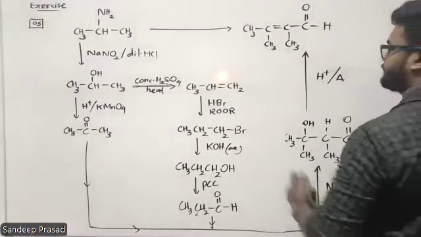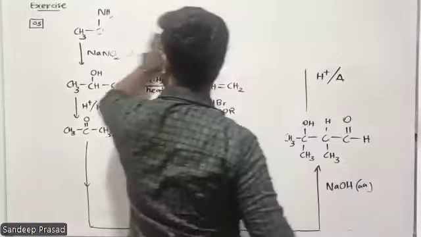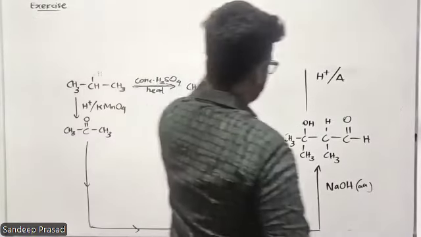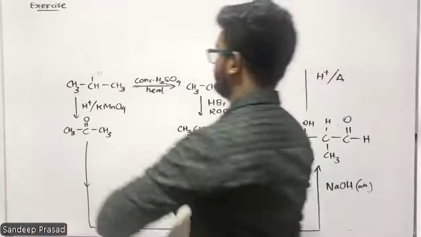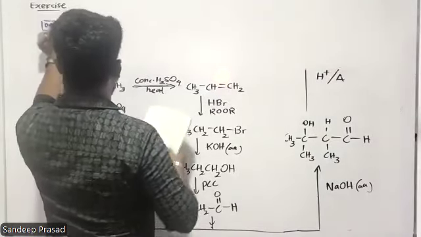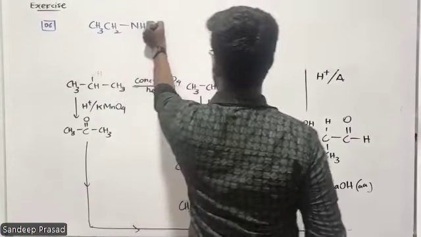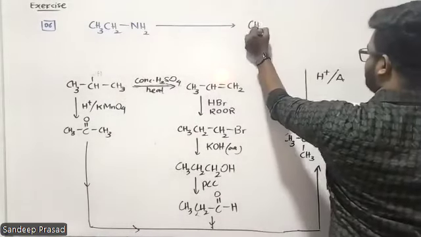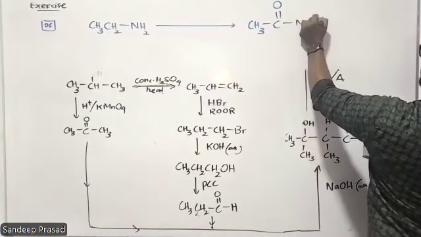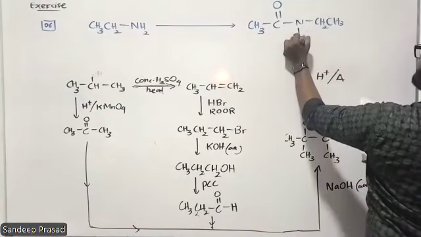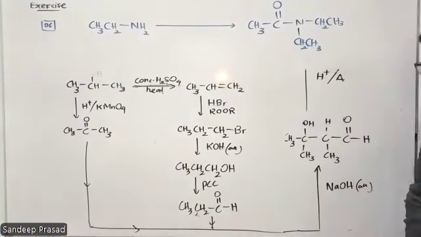So the next one is number 6. Conversion number 6. Ethylamine, CH3CH2NH2, converted to this kind of an amide. Right? So as before, we can't use any other foreign compounds. This is the only compound.